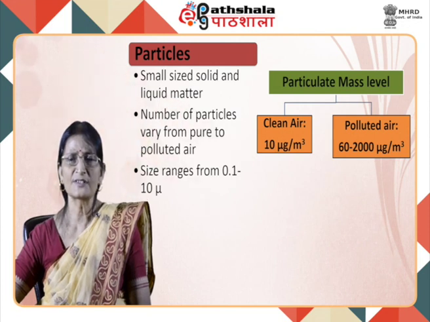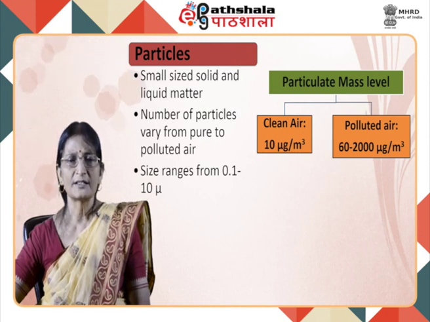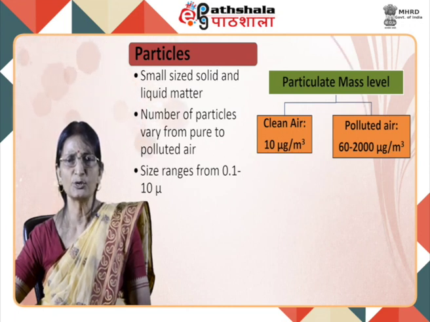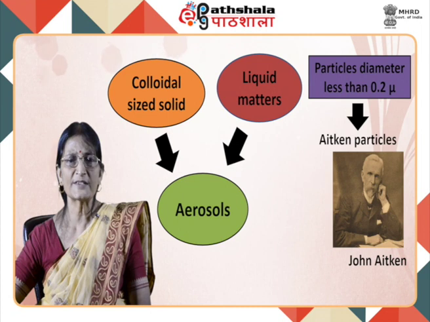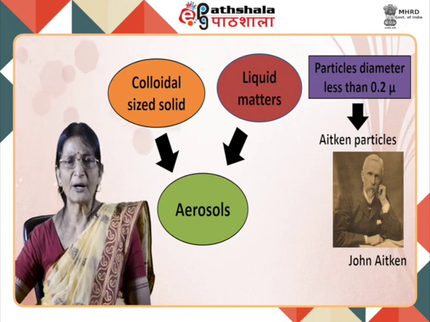And the sizes of these particles range from 0.1 to 10 micrometers. Particulate mass level can range from 10 microgram per cubic meter in cleaner air to 60 to 2000 microgram per cubic meter in polluted urban areas. Colloidal sized solid and liquid particles present in the Earth's atmosphere are known as aerosols. Particles of natural origin with diameter less than 0.2 micron are called Aitken particles or Aitken nuclei. This is after a pioneer of aerosol science, John Aitken.